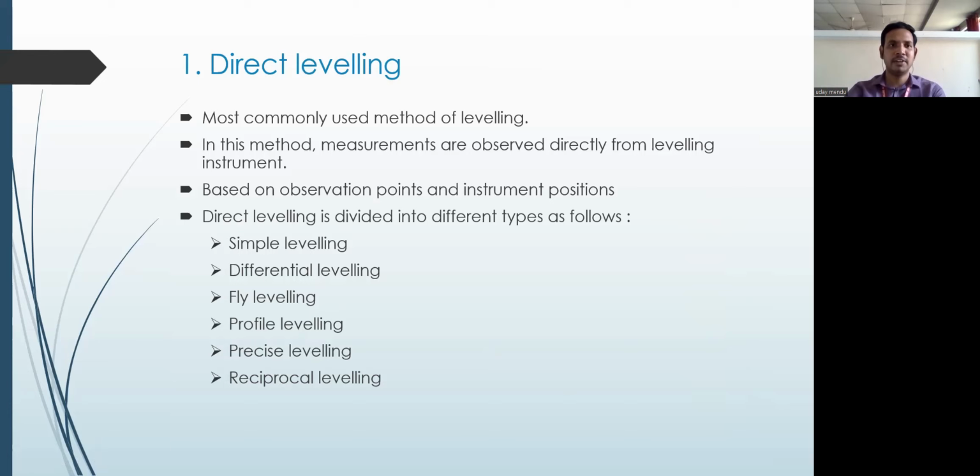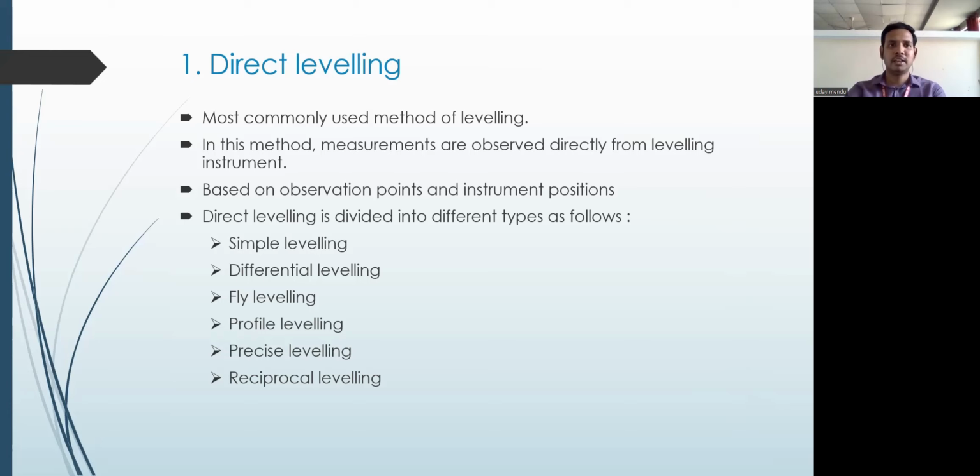And the next one is fly leveling. Fly leveling means you place the instrument at a single point and take the readings of three to four stations. Whenever the permanent benchmark is far away from the workstation, we go with fly leveling. Next is profile leveling. Whenever you want to lay roads or a railway track, you go with profile leveling. Precise leveling is similar to differential leveling, but the only difference is that in precise leveling accuracy is more, whereas in differential leveling accuracy is less. And the last one is reciprocal leveling.